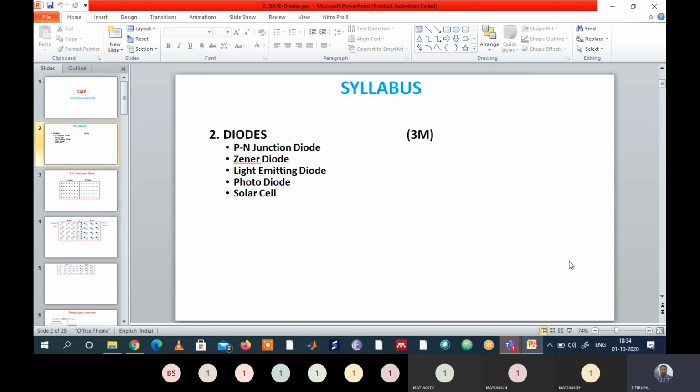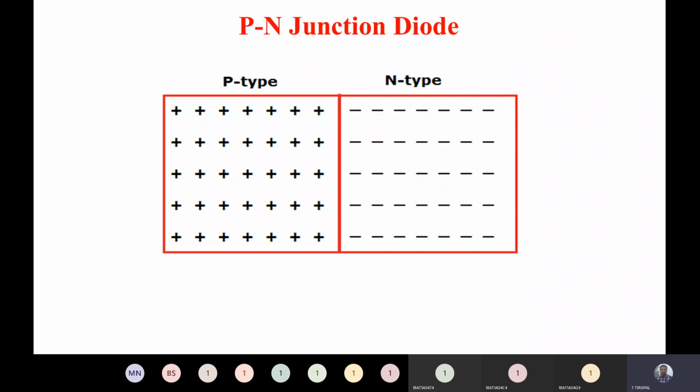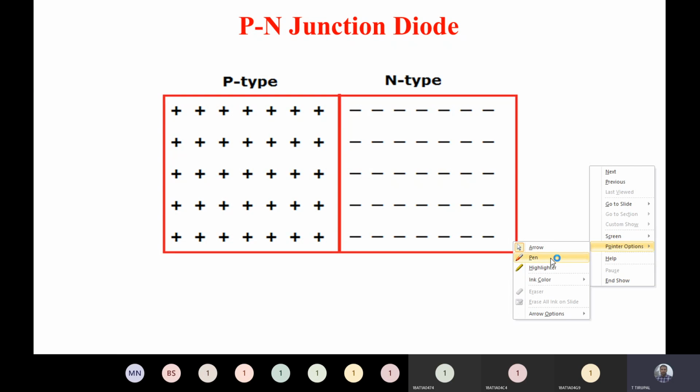And let us go deep into this subject with a topic called the PN junction diode first. So this is a PN junction diode. You might have already learned what this PN junction diode is. It is a combination of P-type semiconductor and N-type semiconductor.